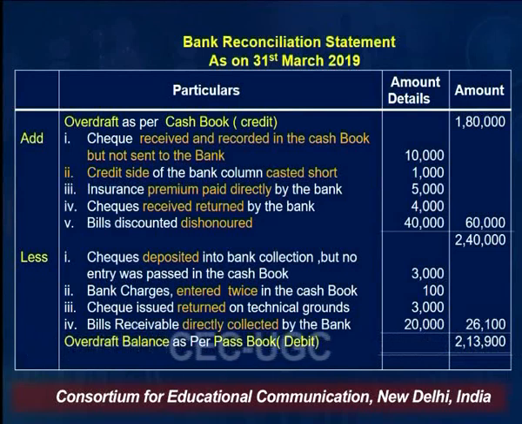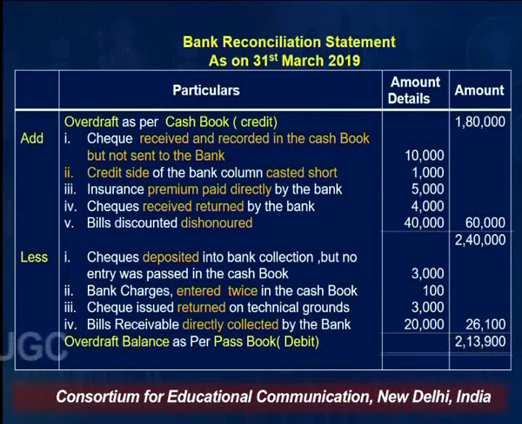If the bank has not increased our account, but this transaction is recorded in the cash book on the debit side, then what you are supposed to do is reduce the balance of the cash book as well. It means this item will be deducted. But why is it shown in the column of add? Why have we added this item?